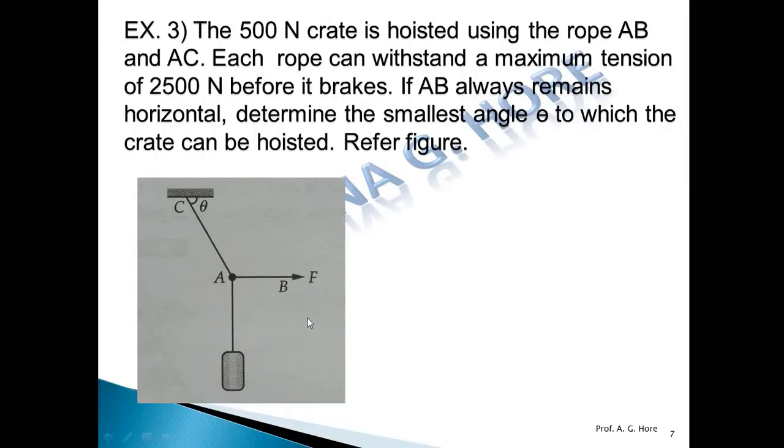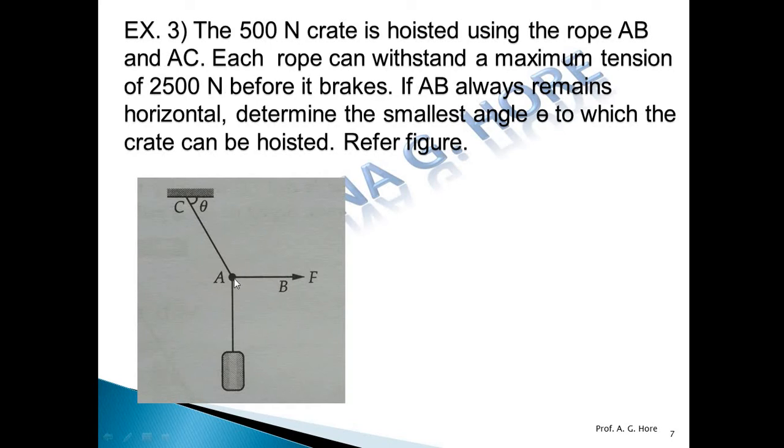Now next question. The 500 Newton crate is hoisted using the ropes AB and AC. Each rope can withstand a maximum tension of 2500 Newton before it breaks. If AB always remains horizontal, determine the smallest angle theta to which the crate can be hoisted. Refer to the figure. Now here the figure is given, and this weight is 500 Newton, and given that this AB always remains in horizontal position, and because of this weight this cable can carry a maximum tension of 2500 Newton before it breaks.